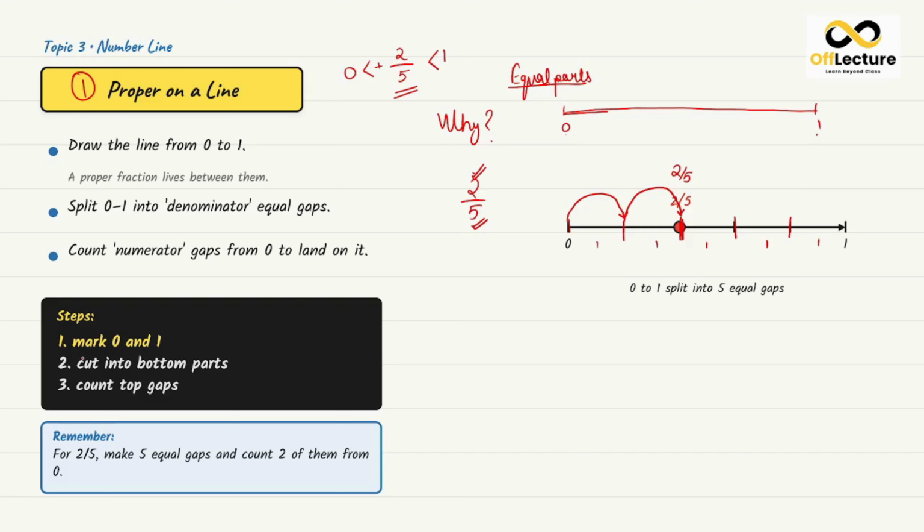Okay. So the simple steps for placing a proper fraction on the line are: first, we create a number line from 0 to 1. Cut it into parts, that is, into the number of parts given by the denominator. Then we count the numerator gaps, and we land on that number. Wherever we land, that will be our representation of the fraction on that number line.